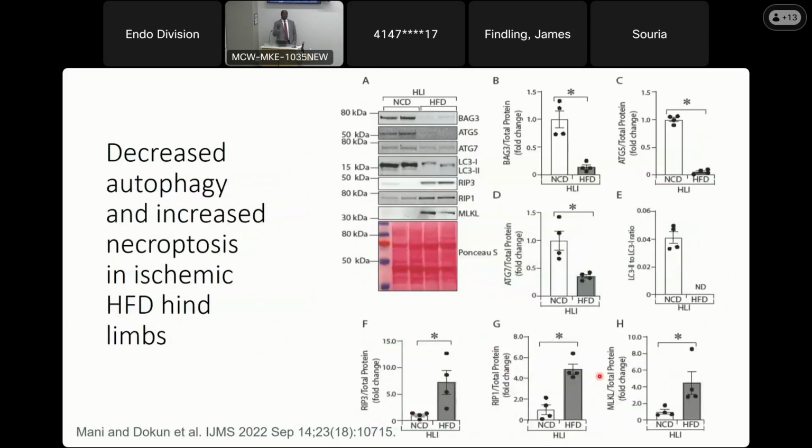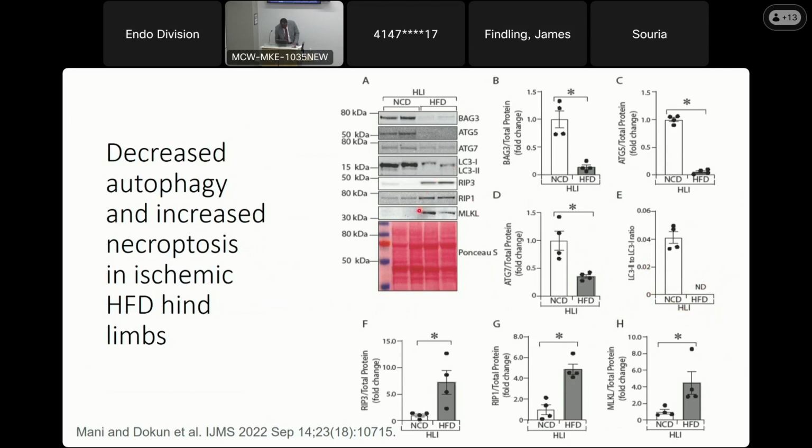So the next question we ask is, what is the mechanism? What's the molecular mechanism of BAG3 action? When we look at the literature, there's been some evidence that BAG3 might impact autophagy. And so we looked at autophagy markers in the ischemic high-fat diet tissue, and you can see that there's decreased expression of both ATG5, ATG7, and the LC3-II to LC3-I ratio is also very diminished.